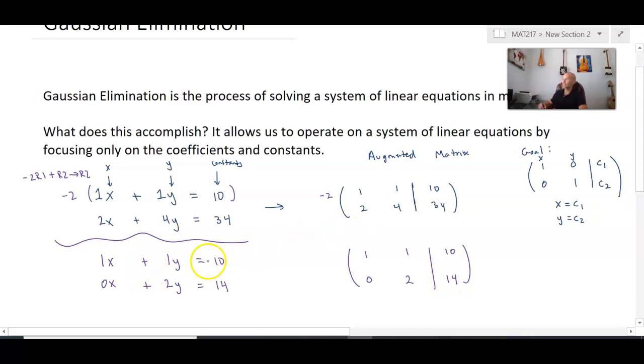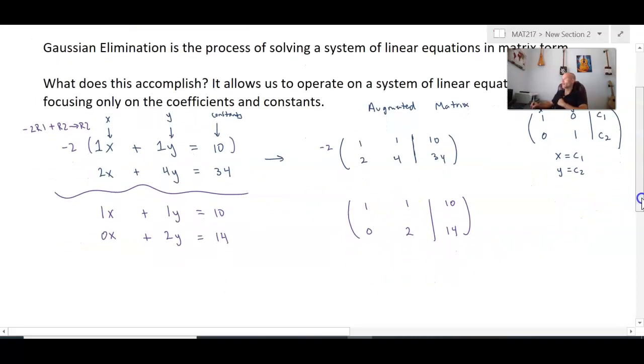And that is this exact same representation, except we don't need to worry about the plus sign, equal sign, and all of these, both these variables. We're kind of doing that implicitly by just operating on the values themselves.